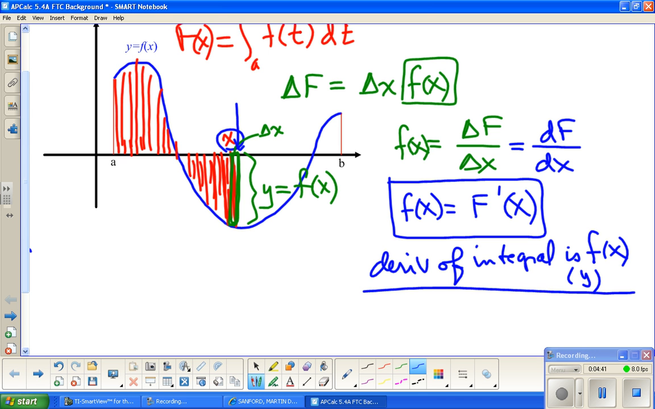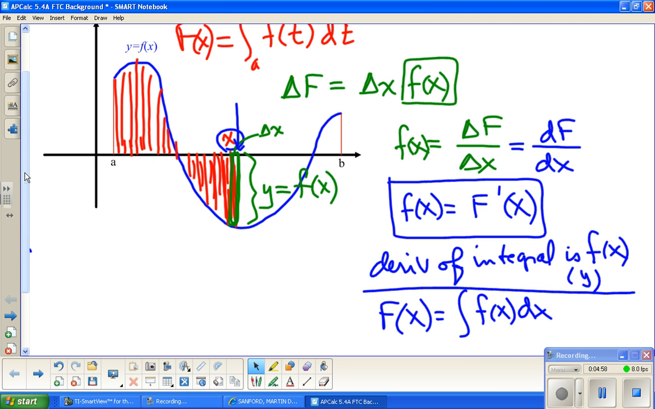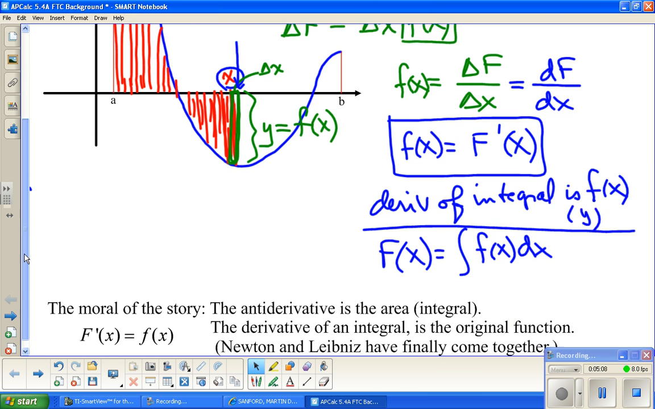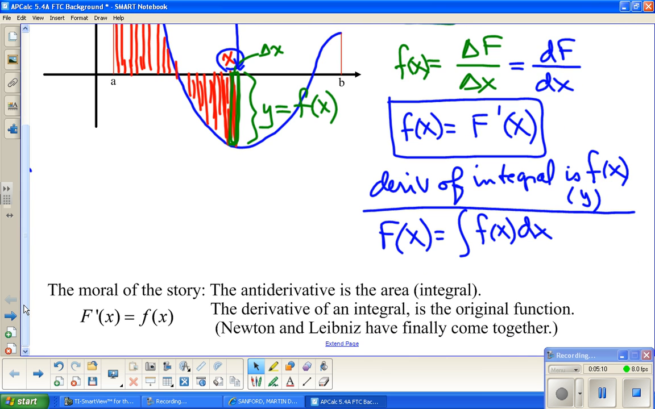It also means that if I were to undo the derivative, f of x would be equal to the integral of this little guy. So the derivative of the area is back to the original function, and the integral of the function is the area. Okay, so here it is.